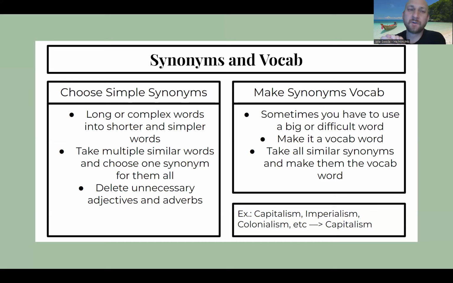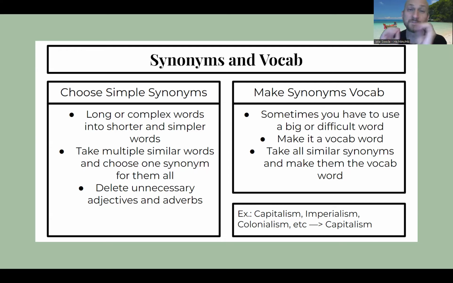Okay, next one is kind of a 2-for-1 deal. This is synonyms and vocab. As you go through your evidence, there's going to be some difficult words in there. That's fine. The 2 options you have to deal with those difficult words are either to choose simple synonyms for that word. So if you have a really long, difficult, ACT college level word, you can just change that word to a simpler word, or an adjective plus a simple word, right? That's totally fine. That's going to save you a lot of time, space, and reduce the complexity of what you're talking about.